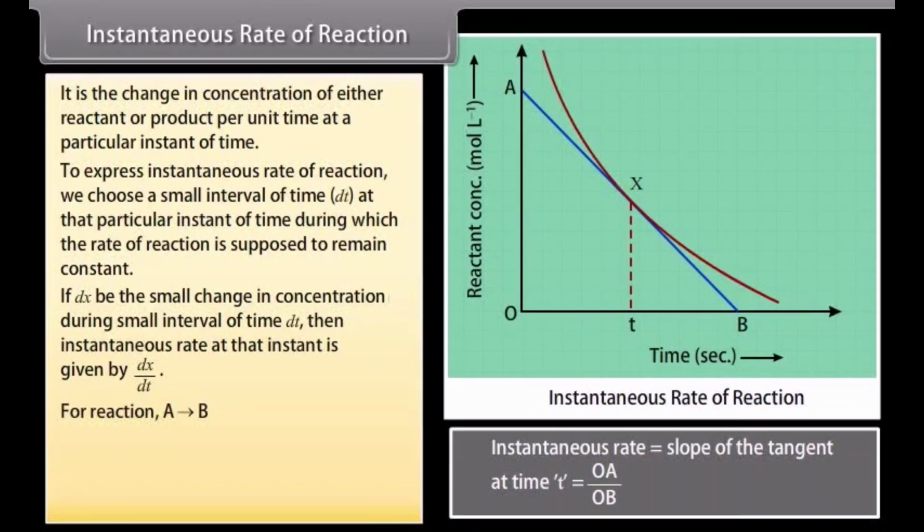For a reaction in which A gives B, instantaneous rate is equal to dB/dt.